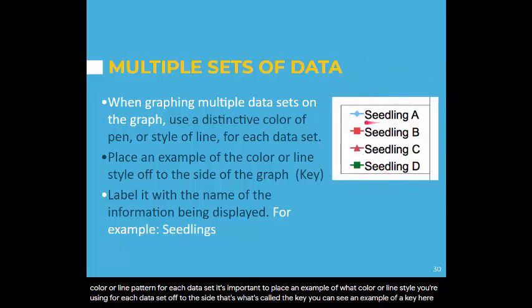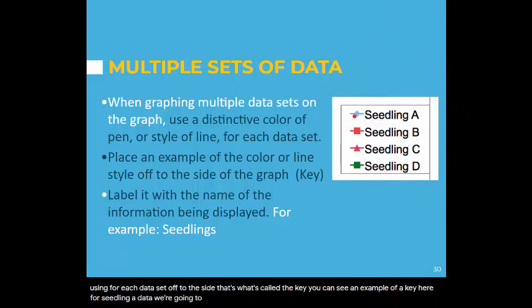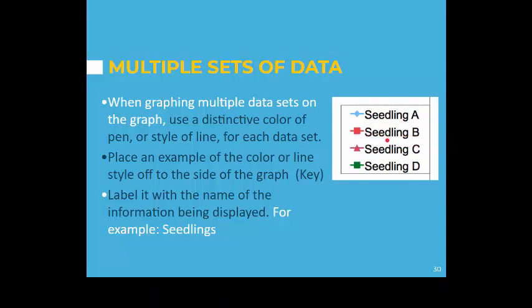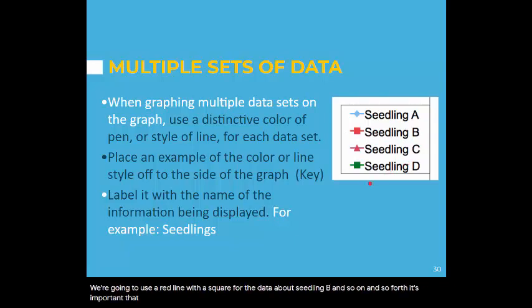For seedling A data, we're going to use a blue line. For seedling B data, we're going to use a red line with a square for the data about seedling B, and so on and so forth. It's important that you label your key with the name of the information being displayed. So each of these line colors and styles has information about what data is being shown.